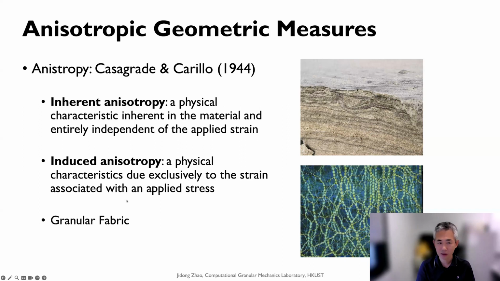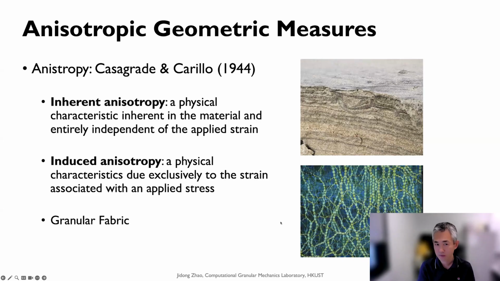And then another type of anisotropy is called induced anisotropy. I showed on the right a photoelastic result by Bob Ranger. You shear the particle assembly from the top, and it forms a strong force chain. This strong force chain, in contrast with the background weak force chains, gives you a quite clear induced anisotropic structure. It's basically a characteristic due to the strain associated with the applied stress here, right?